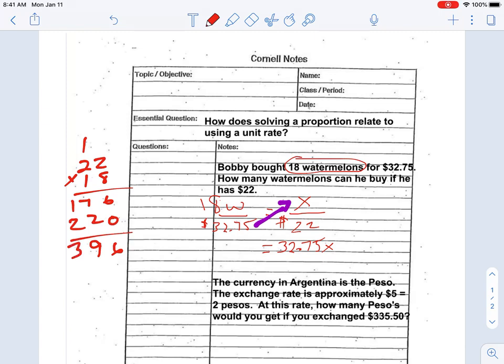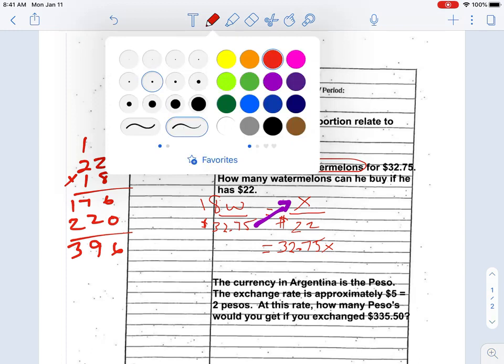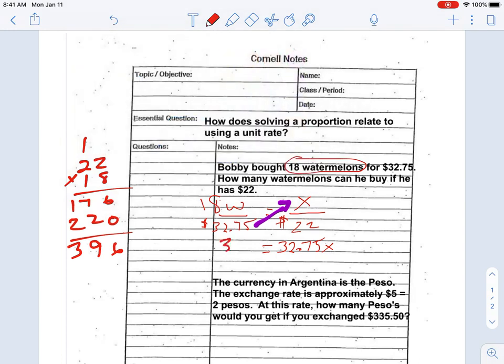I just want to make sure I did this correctly. I'm going to double check my work. 8 times 2 is 16 plus, carry the 1. 8 times 2 is 16 plus 1 is 17. 0, 2, 2, 6, 9, 3. We're good. So at this point, I'm going to write 396 here. And now this is a one-step equation, which we've already talked about this year.